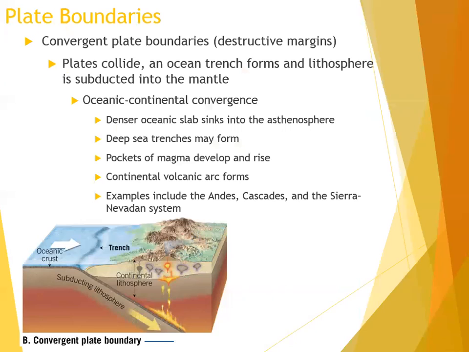Mount Rainier, Mount Shasta, Mount St. Helens, Mount Hood, Silver Throne, Garibaldi, these are all mountains that have formed through magmatic activity due to an oceanic continental plate convergence. But these aren't the only ways that we can have a convergent boundary.